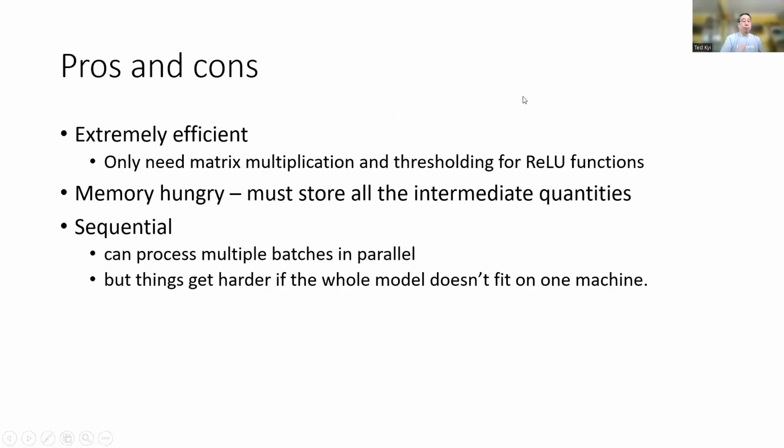All right, so pros and cons. This is a very efficient algorithm where you go from right to left, and for a standard neural network, you're just doing matrix multiplication and ReLU, and the derivatives of these are very easy to calculate. The only issue is it's memory hungry. You need to store all of this information in the forward pass, and then you need to be tabulating your values as you go from right to left. It also mentions that it's sequential.